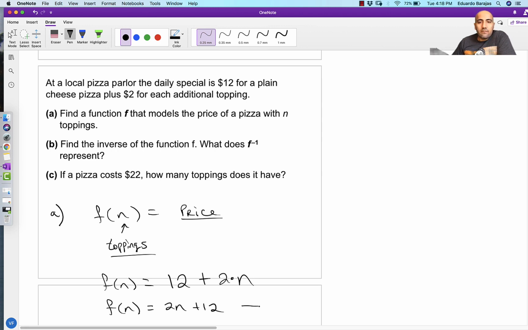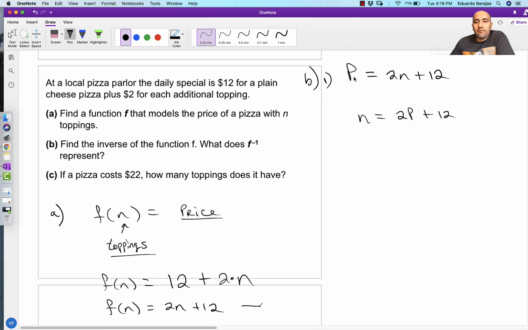Okay, so then for part B, let's put part B over here. Again, following those steps, we're going to let y equal 2n plus 12. Why y? Let's use p for price. So the price equals 2 times the number of toppings plus 12. So step 1 is to get it away from function notation. Step 2 was to interchange the letters, so that it'll be n equals 2p plus 12.